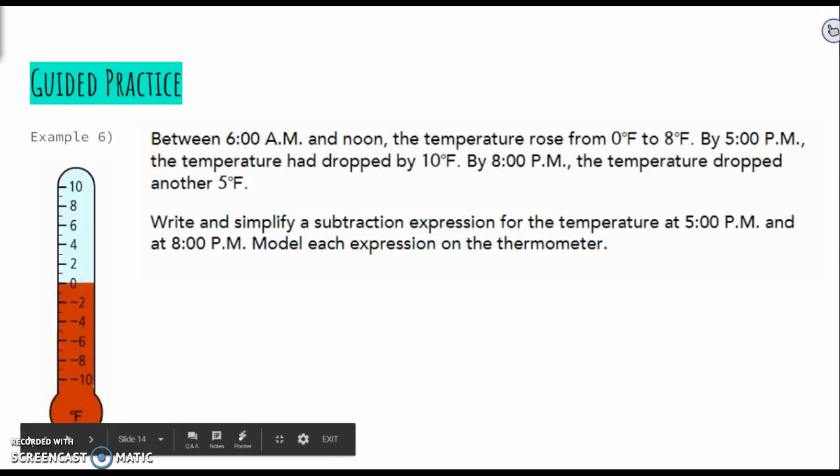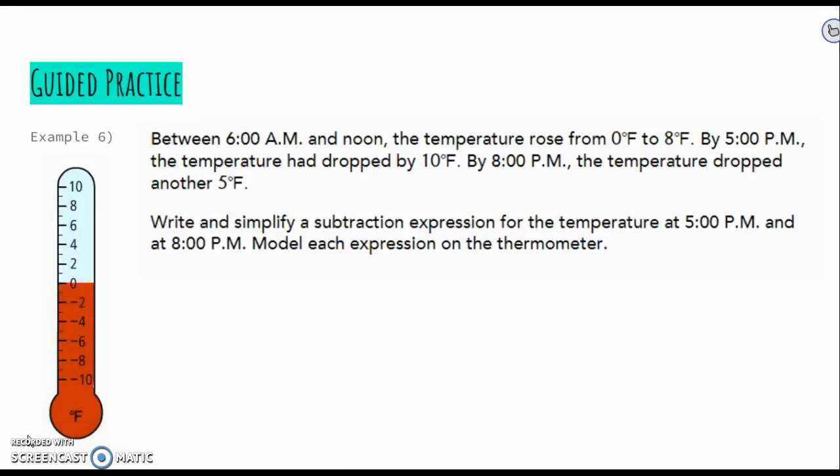With this example, between 6 a.m. and noon, the temperature rose from 0 to 8 degrees Fahrenheit. By 5 p.m., it had dropped by 10 degrees Fahrenheit. By 8 p.m., the temperature dropped another 5 degrees. We're going to write and simplify a subtraction expression.